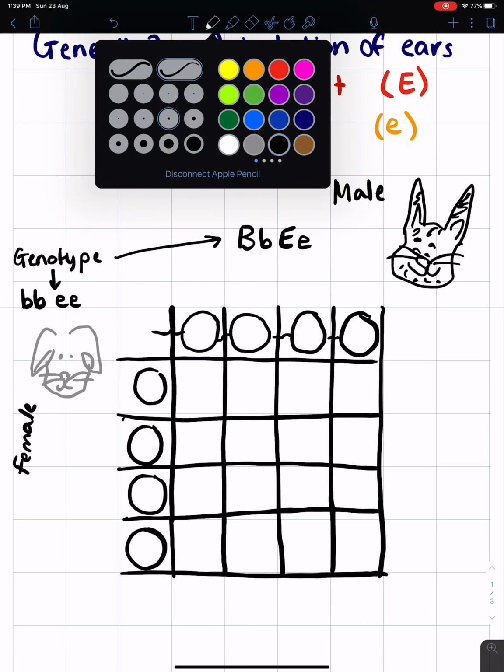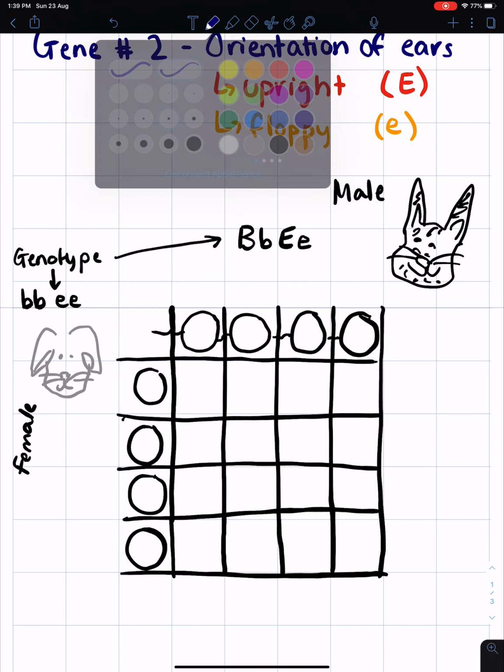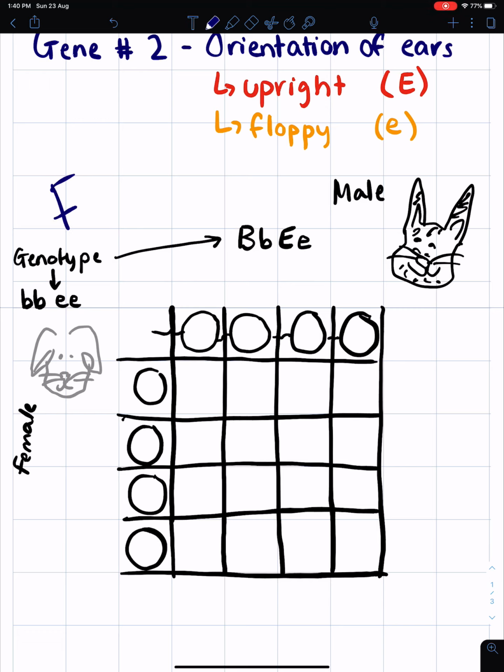And the technique that we use for this is called FOIL. I'll put it up here. I do think that you actually use this in maths, maybe. Right, so FOIL, F for first. What you do is you grab the first allele from each gene and you put them into the first gamete cell. So here, if we're doing the male, we grab the first allele from each gene, big B, big E, and we stick that in here. Big B, big E.